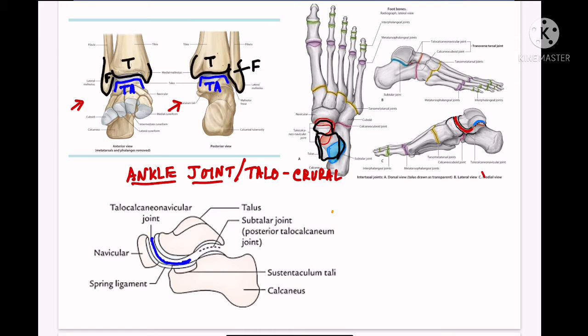which is marked in this diagram, or rather I mark it with the red. Talocalcaneonavicular joint, it is formed between the navicular, the calcaneus, and the talus. And there is another joint that is marked by blue posterior to it, that takes place between the calcaneus and the undersurface of the talus, which is called the subtalar joint.